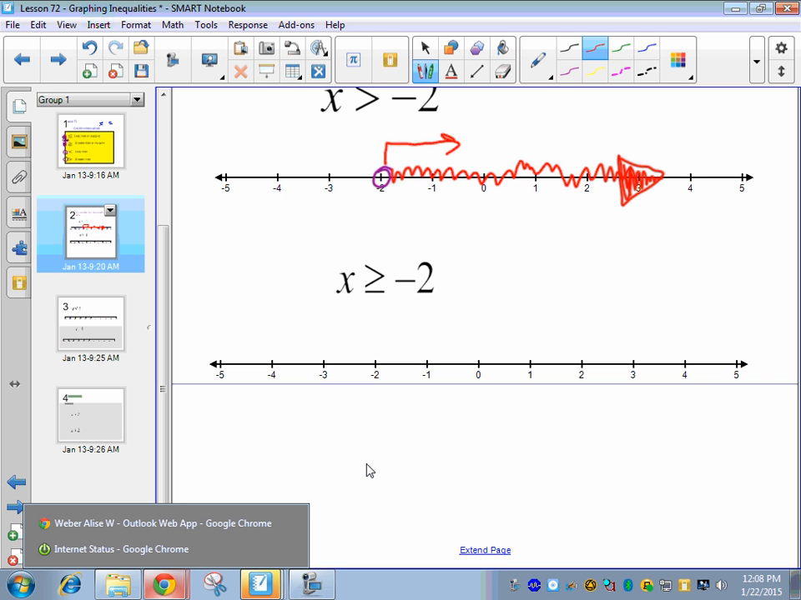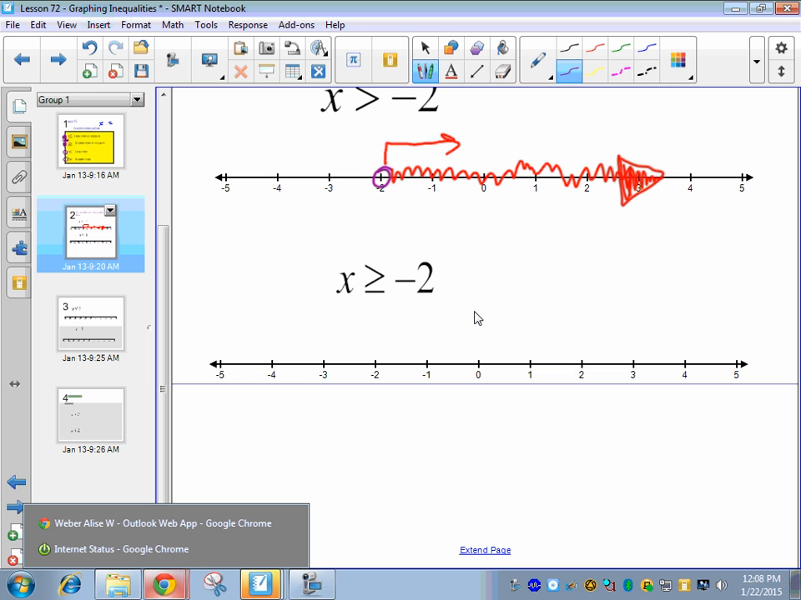Yeah, draw another number line. Alright, so Rebecca, can you read what that says? Just read what this says. X is greater than or equal to -2. Very good. X is greater than or equal to -2.